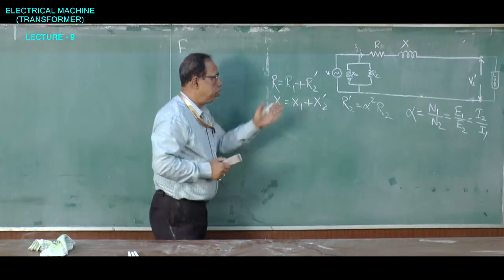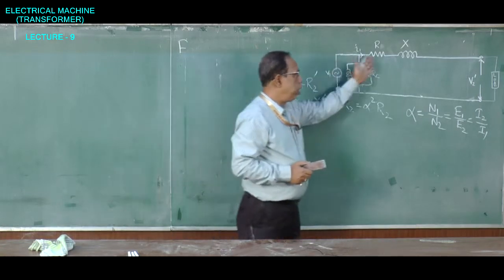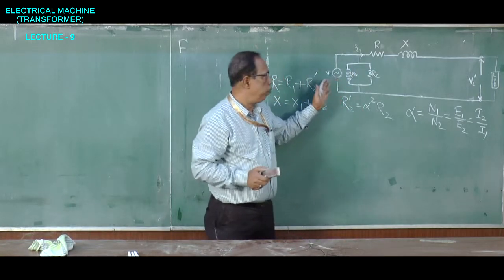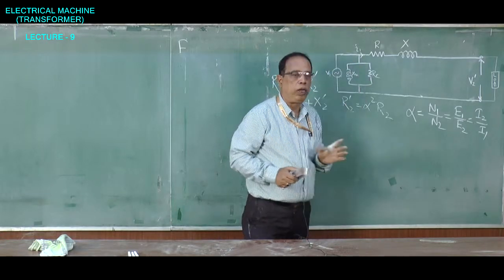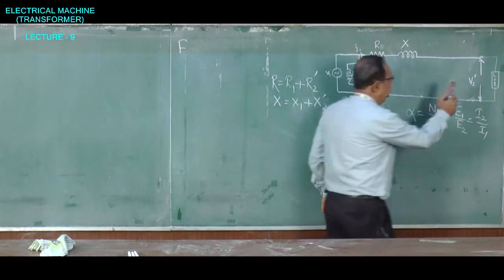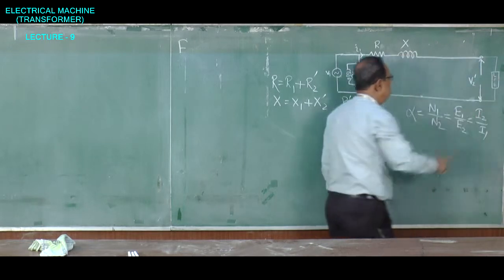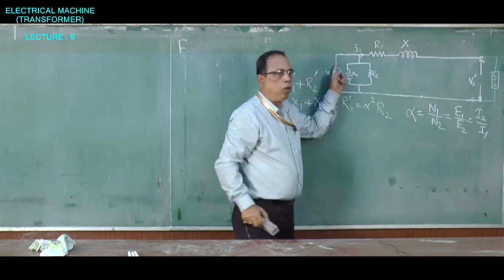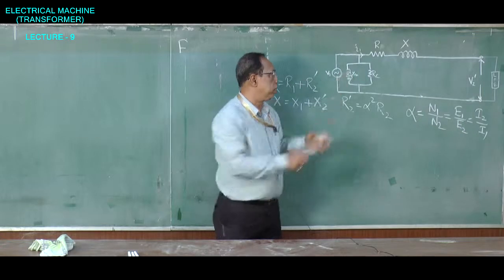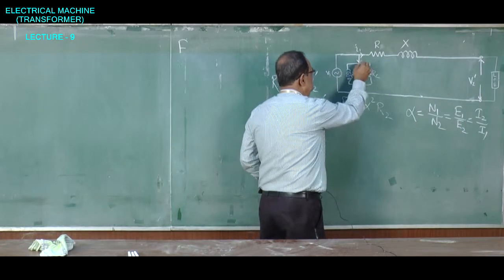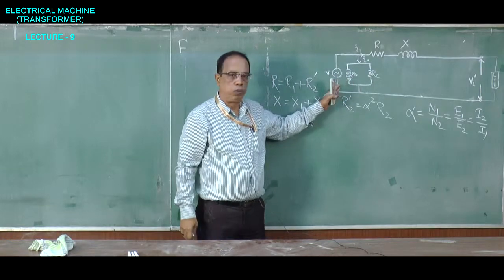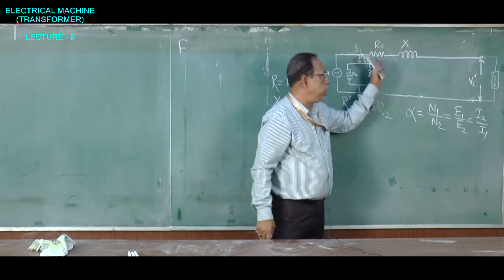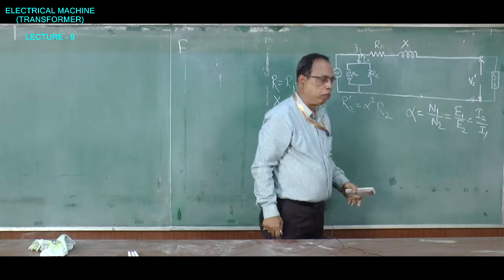So, with these arrangements, we can now see the transformer as a branch circuit. Whether you have any load or no load, the transformer will always be consuming this current I0, which is required for magnetizing the core. When load is there, load current will be passing through it.